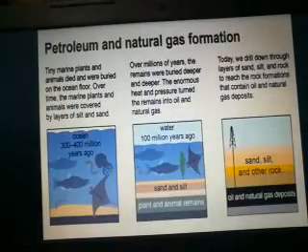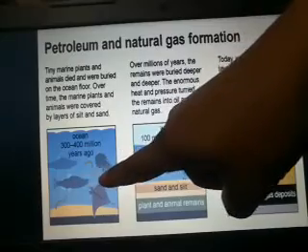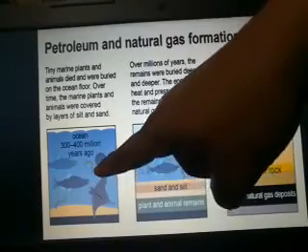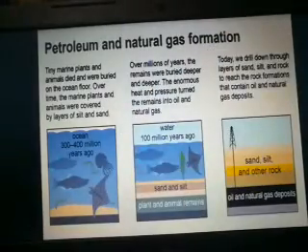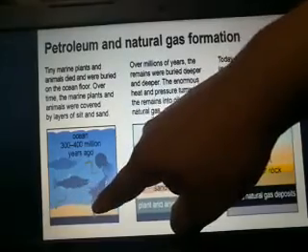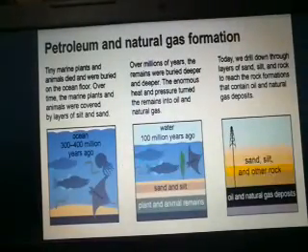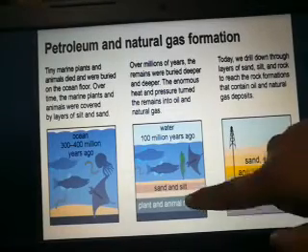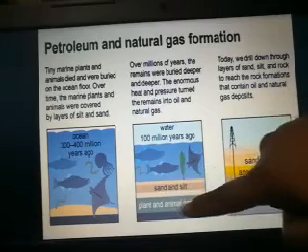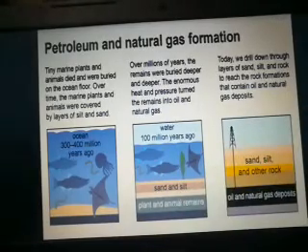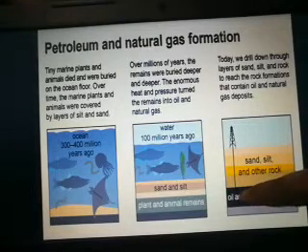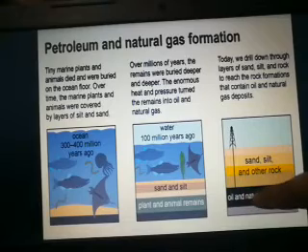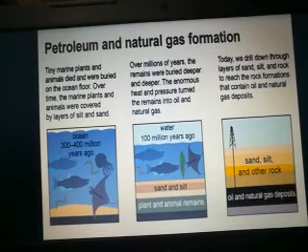Here you can see tiny marine plants and animals died and were buried on the ocean floor, and over time they were covered by layers of silt and sand. Over millions of years the remains were buried deeper and deeper, and the enormous heat and pressure turned the remains into oil and natural gas. Today we drill down through the layers of sand, silt and rock to reach the rock formations that contain the oil and natural gas deposits.